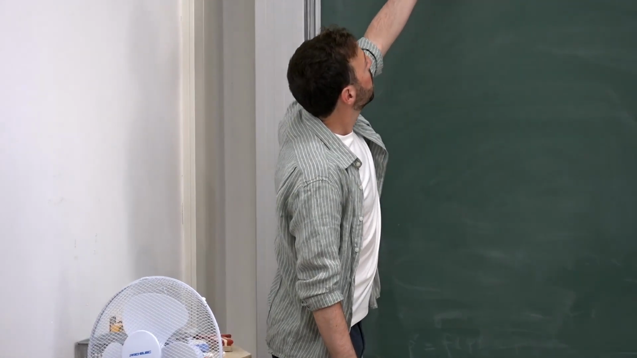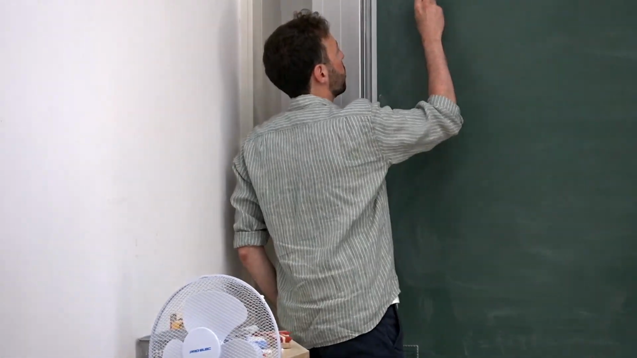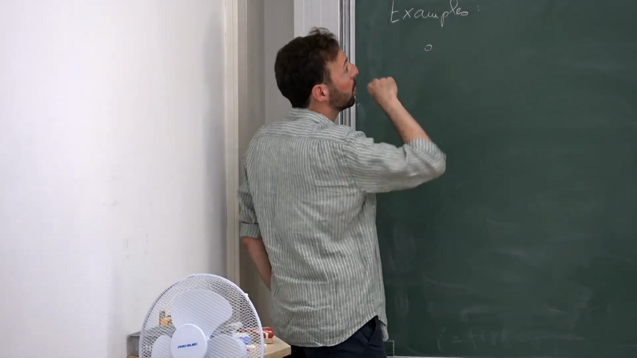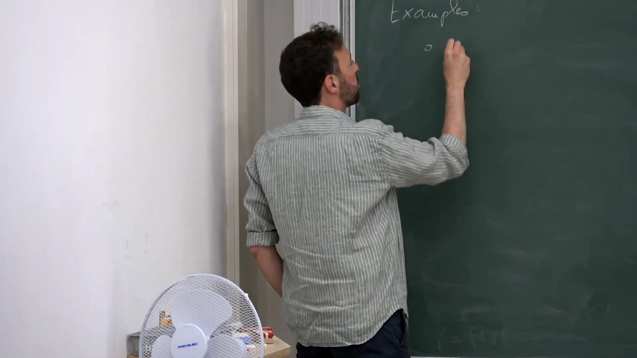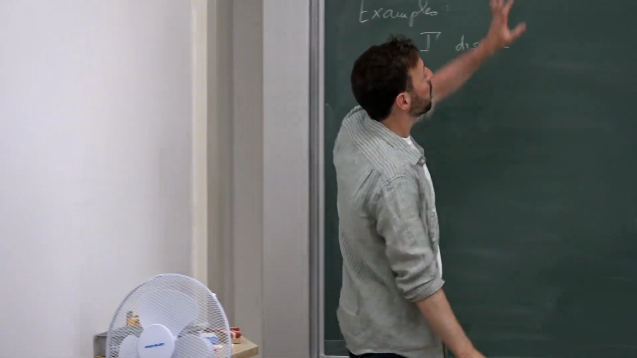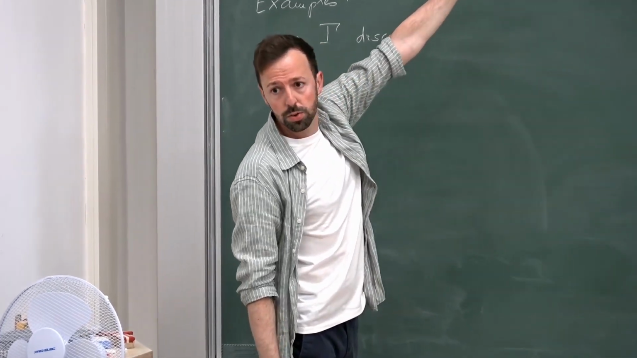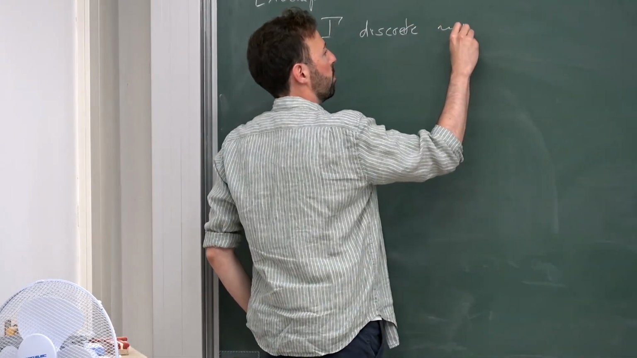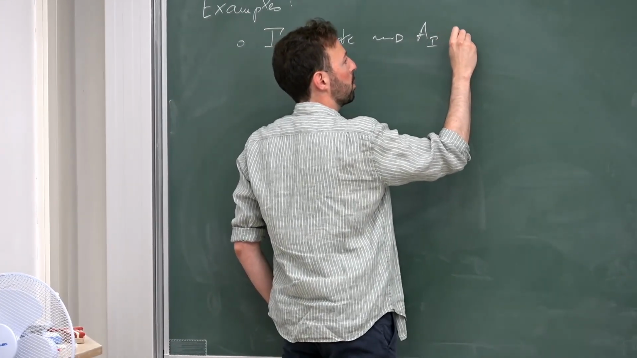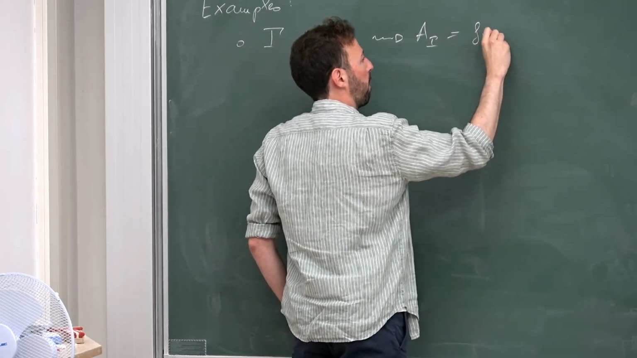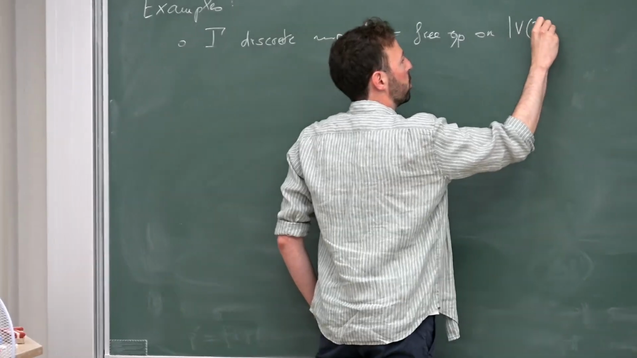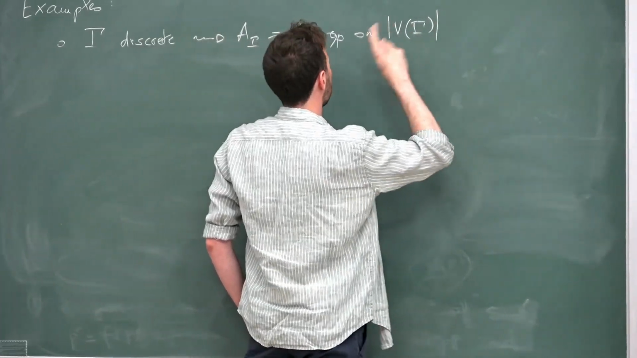So let's maybe give some examples. So we start with the most basic one, maybe not the most interesting one. If gamma is a discrete graph, so no edges, I've got a bunch of generators, and because I've got no edge, I've got no relation, so I just get a free group. A_gamma is the free group on that number of generators as rank.